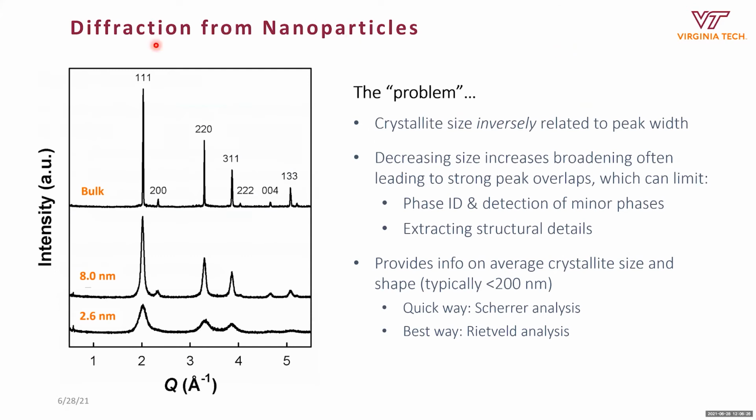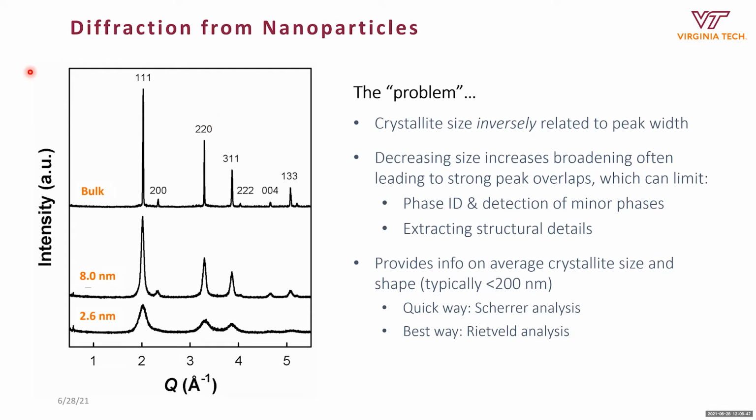Now, when we're dealing with nano-sized samples, diffraction is still a very useful method. But there is something that we refer to as a problem, and that is that as the crystallite size decreases, the width of the peaks increases. And so what I'm showing here in the example on the left is for sphalerite or zinc sulfide.